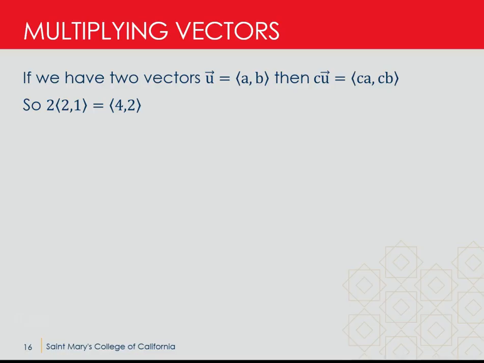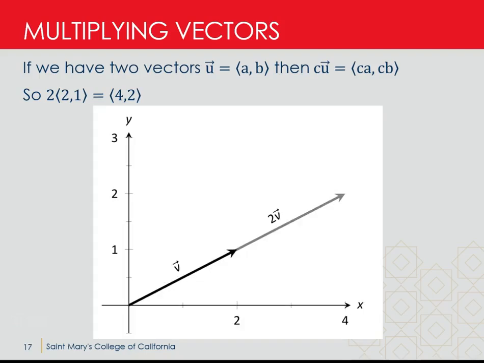In other words, just multiply it by a number. So we have the vector u and the number c. Then to find cu, we just take each element within u and multiply it by c. So if u is (a, b), then cu is (ca, cb). Taking a very simple example, if we have 2 times (2, 1), we multiply the 2 by 2 and multiply the 1 by 2. Graphically, the vector would just go along twice the distance. So doubling (2, 1) is (4, 2).